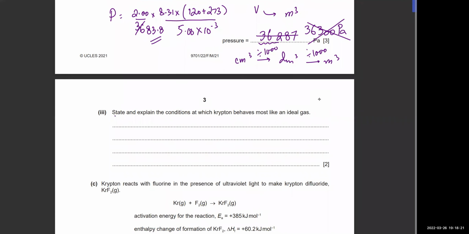So you have to state and you have to explain as well. So first thing is state high temperatures. Why is it going to behave ideally as a gas? Because intermolecular forces can be easily broken by the energetic particles. For example, water behaves as a gas at high temperatures.